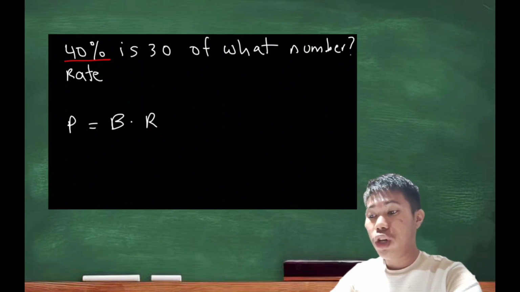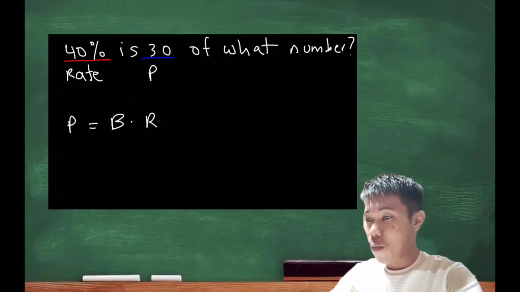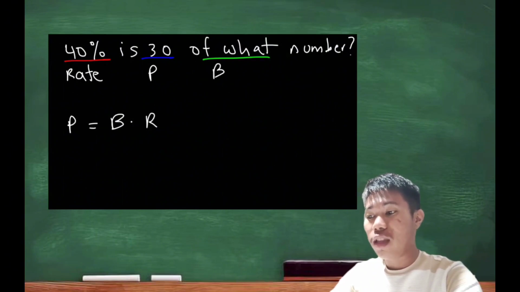Now, what about 30? What does that tell us? So the number that is associated with the word is is the percentage. So that's P. And then of what number, that's what we're looking for. So in this problem, we're looking for the base. So that's what we need to calculate in the question. Now let's plug in what we know. P is 30. We don't know the value of the base, and we know R, the rate, is 40%.